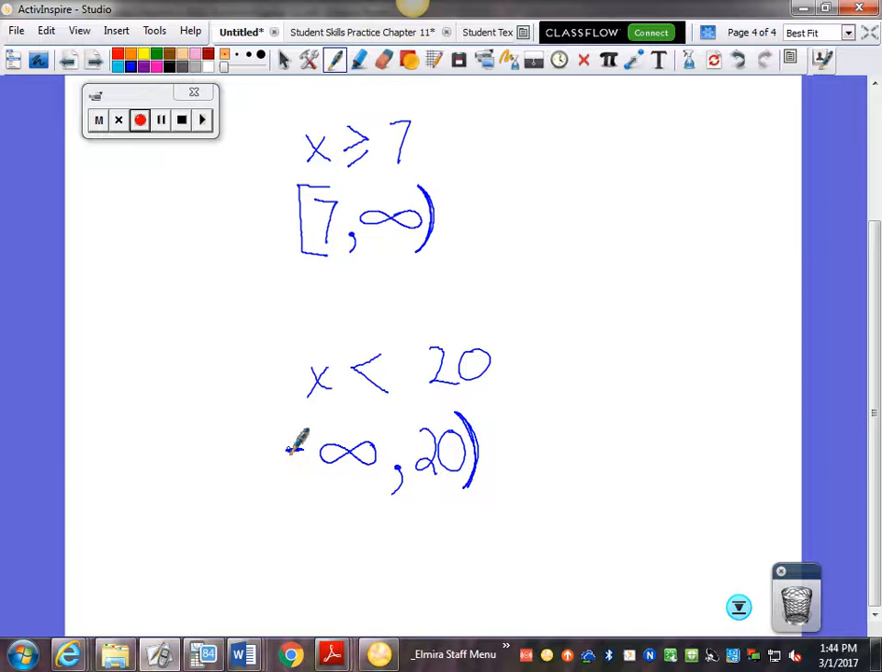That negative in front of the infinity does not mean only negative numbers. It means we're going down to infinity. And again, infinity always gets a round bracket. Okay, so then we looked at a couple homework problems.